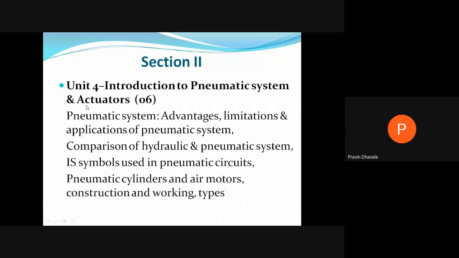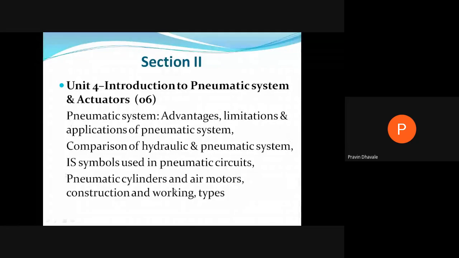The second part of this chapter is the actuators. It covers pneumatic cylinders and air motors, whereas in hydraulics we use cylinders. Cylinders are linear actuators, and air motors are rotary actuators. Which kind of cylinders do we use in pneumatics? Which kind of air motors do we use in pneumatics? We have to see the construction, working, and different types of cylinders and air motors as actuators. That will be dealt with in the first chapter.